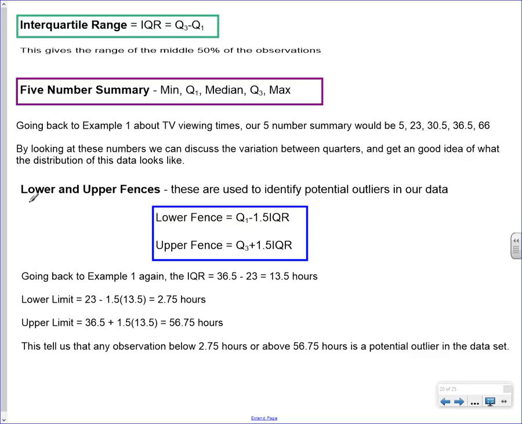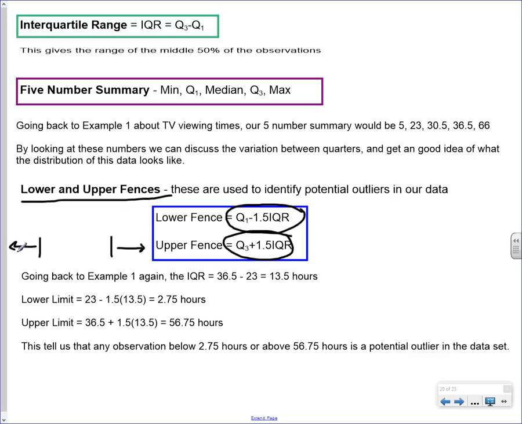Okay, so what we're trying to get to is these lower and upper fences, or lower and upper boundaries. Those are going to be our cutoff points to determine if we have an outlier or not. If anything falls below the lower fence, it's considered an outlier. Then we have an upper boundary, which is our upper fence, Q3 plus 1.5 times the interquartile range. If anything falls above that, then it's an outlier.